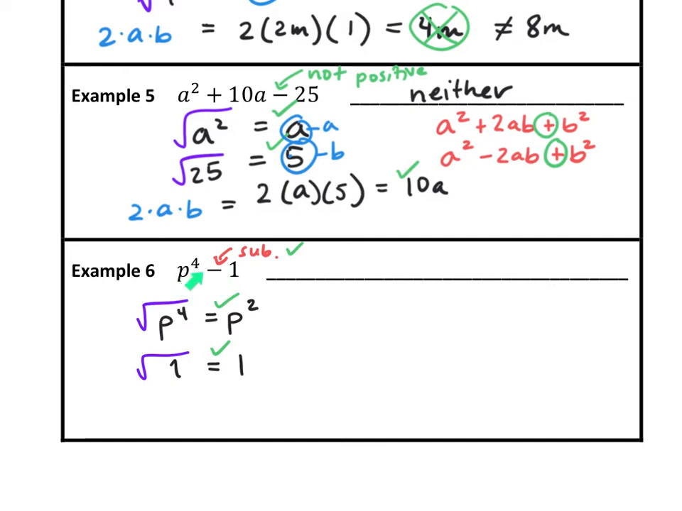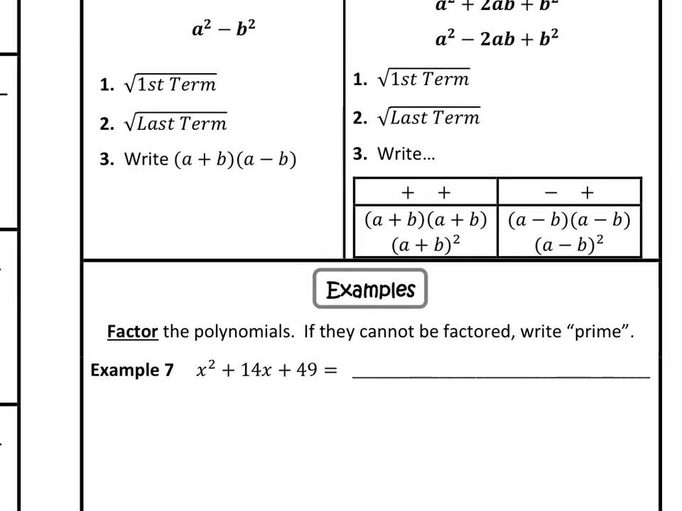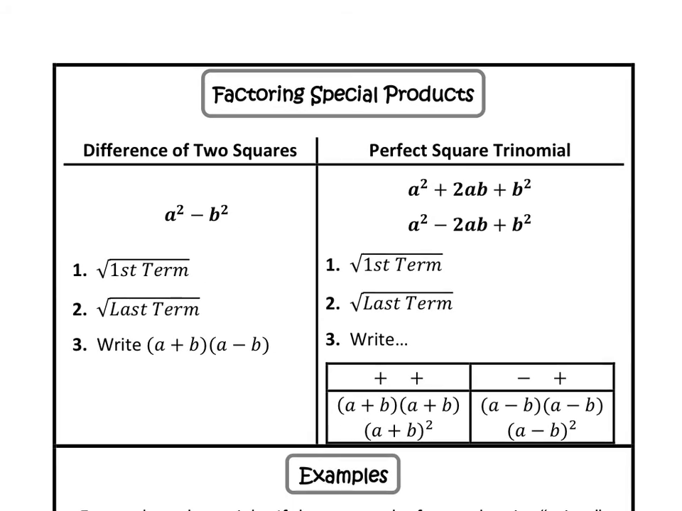So it's two terms. There's subtraction between those 2 terms. I can square root the first and the last one. So this is definitely a difference of squares. Definitely a difference of squares. All right, let's go to the next one. And I think in this next one we're actually going to factor. So let me scroll over there to the top of the next section.